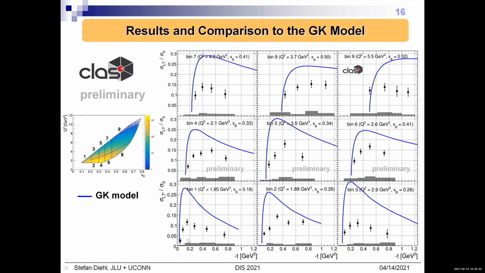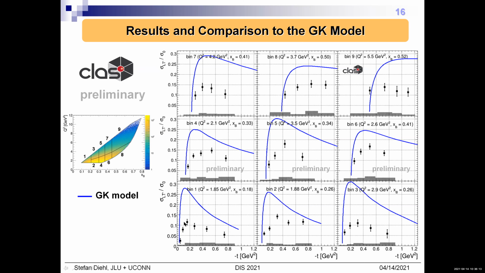So here we can see the results as black points for the different bins, starting with bin 1 at small Q square and small x Bjorken in the lower left edge, up to bin 9 at high Q square and high x Bjorken in the upper right edge. The prediction from the GK model is shown as the blue line. And as you can see, similar to what we had with CLAS, the prediction from the GK model is too large. But what has to be noted is that we can nicely reproduce the slope of the experimental data.